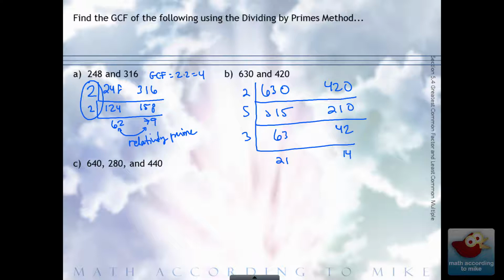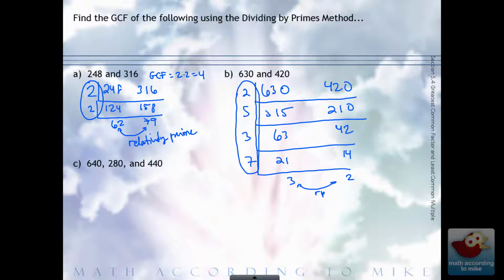And now 3 won't work anymore, but we can try 7. 7 goes in 3 times here and 2 times here. 2 and 3 are relatively prime, so we stop the process. And the GCF is the product off to the side.